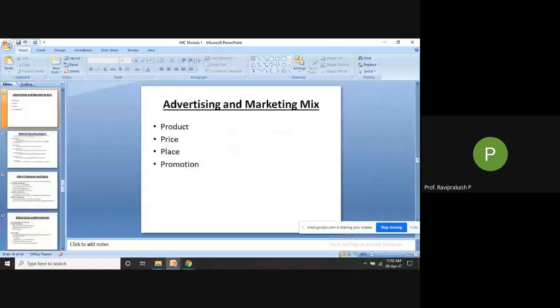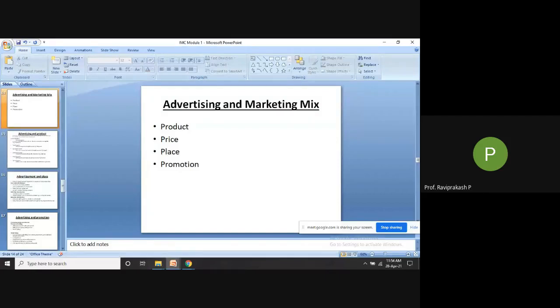Next, advertising and marketing mix. So what is this? You already know what the marketing mix is: product, price, place, and promotion. So how does advertisement have an effect on all these four marketing mix elements, or how are these two things integrated? That is advertising and marketing mix.